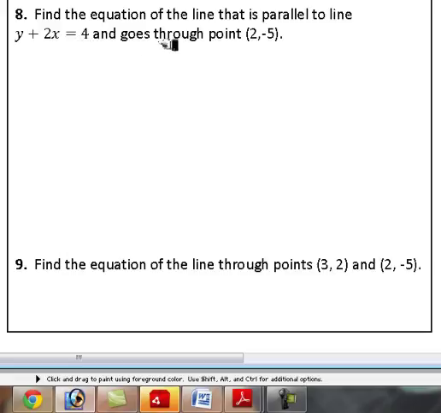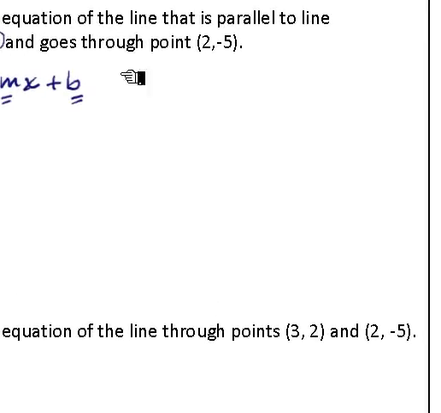Okay, number 8. Find the equation of the line that is parallel to the line y plus 2x equals 4 and goes through point (2, -5). So to find the equation of the line, we really need 2 pieces of information. We have to fill in y equals mx plus b. We have to fill in the m and the b. Well, let's start with m. We need the slope. We're given the slope indirectly because we're told that our line is parallel to this line. Parallel lines have the same slope. So let's figure out the slope of this line, y plus 2x equals 4.